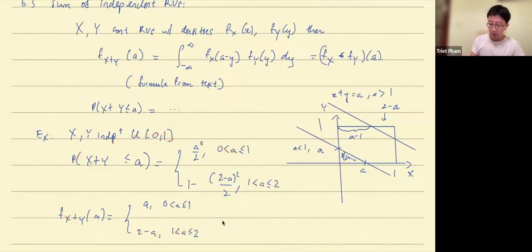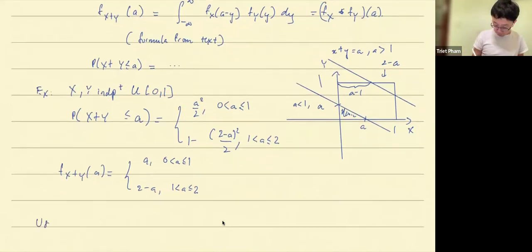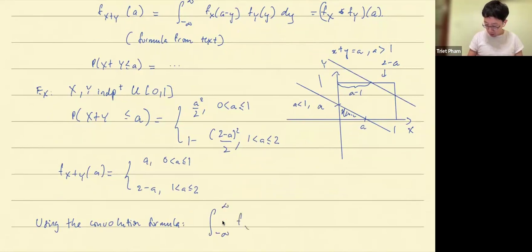But let me point out how the calculation would go if you try to use the formula correctly. And so you try to look at f sub X of a minus y, f sub Y of y dy.